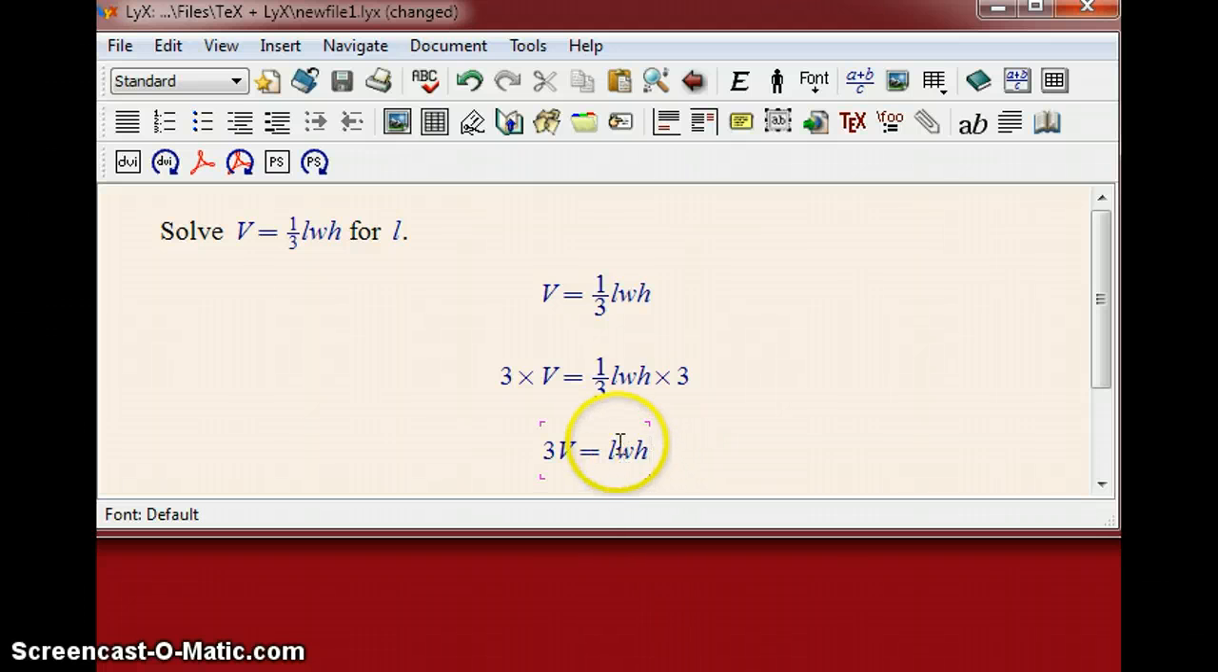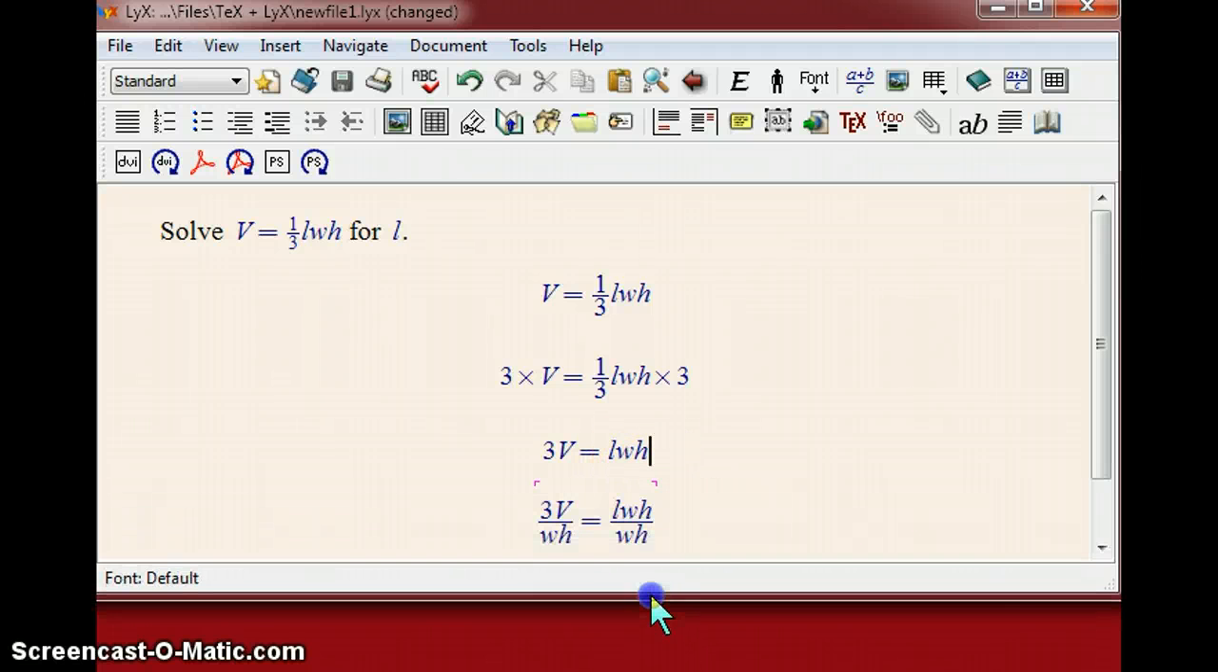Now from here, I still don't have L by itself. I need to get rid of the W and I need to get rid of the H. And so in order to get rid of W and H, since they are multiplied times L, I need to do the inverse operation, divide by WH. So I will divide both sides of this equation by WH. I can write that with a line, or I can write it with a division symbol. Here I used the line because you'll probably end up writing it as a fraction in the end anyway.